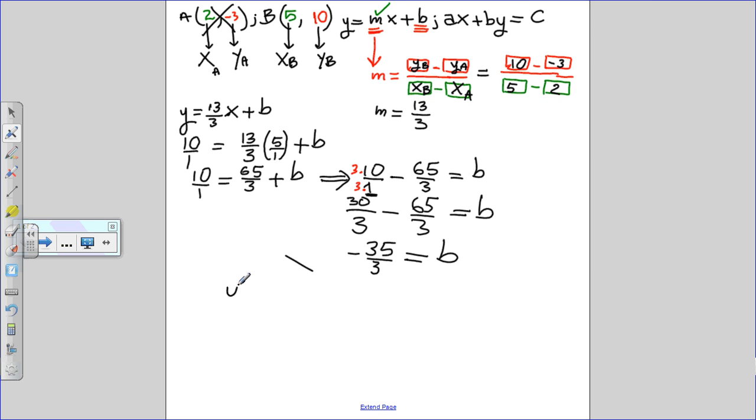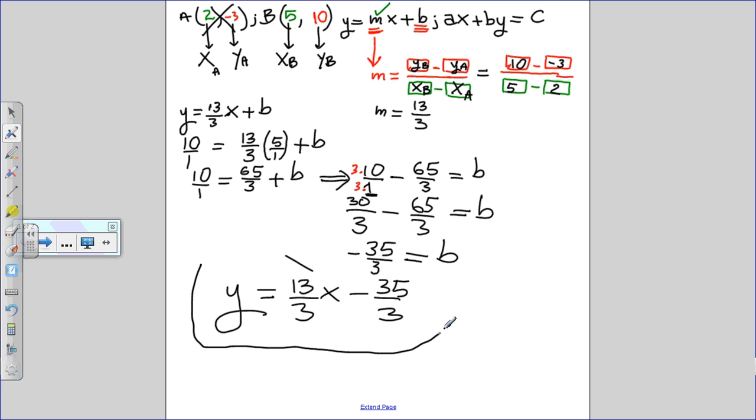minus, let's clean this, it looks like an exclamation mark. So 30 over 3 minus 65 over 3 is equal to b. 30 minus 65 obviously is negative 35 over 3. Okay, so we solved for b. b is equal to negative 35 over 3. And there you have it.